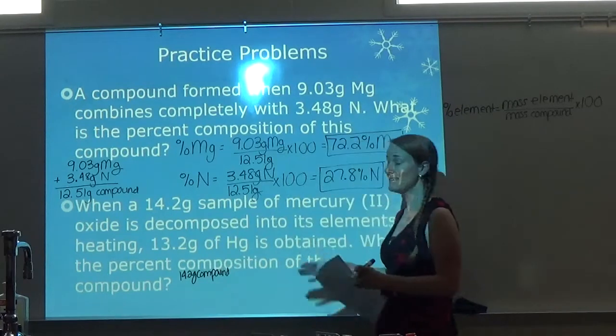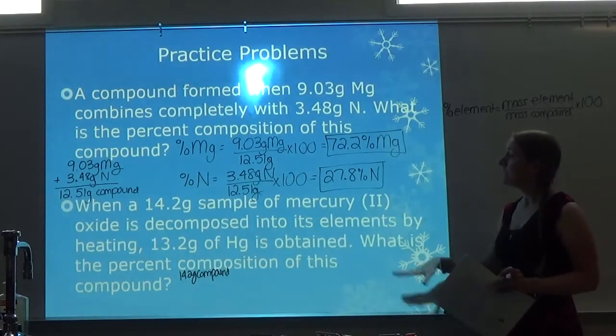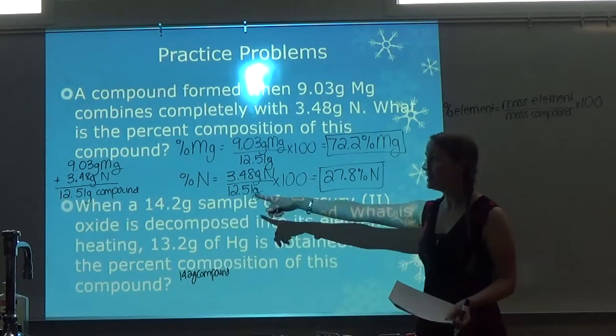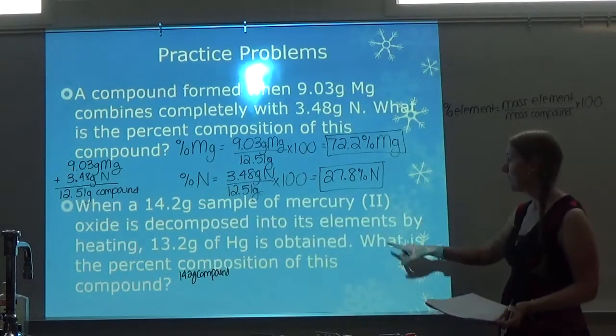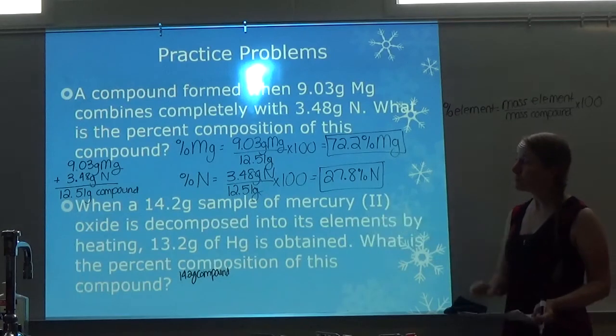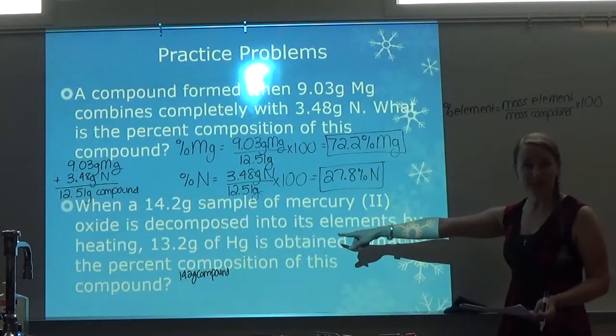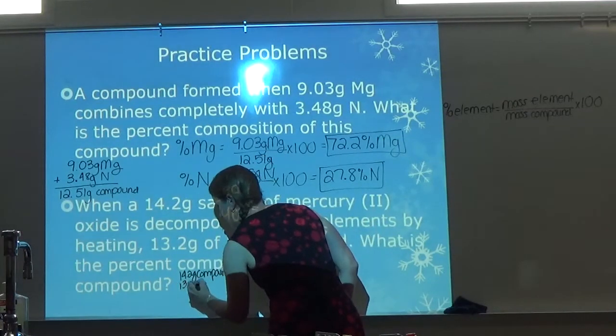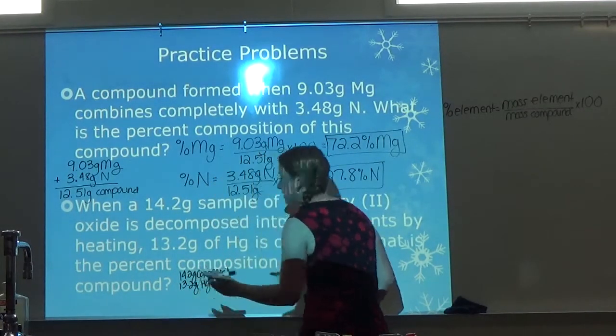Ooh, I hope y'all can see this down here. It's decomposed into its elements, and I can clearly see it contains mercury and oxygen, so two elements. By heating, 13.2 grams of mercury is obtained. Mercury is Hg, by the way. Hopefully you already knew that. So I got 13.2 grams of mercury.